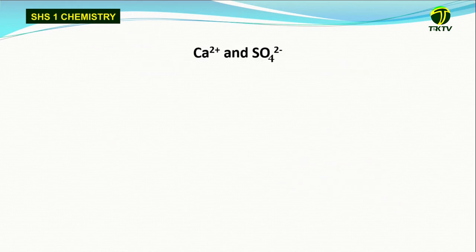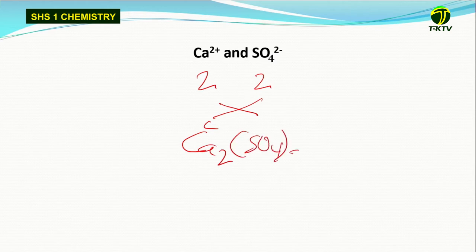When we have calcium 2+ and sulfate, or tetraoxosulfate 6, 2-, we see that calcium has a charge of +2. Tetraoxosulfate 6 has a charge of -2. So the combining capacity of calcium is 2, and the combining capacity of SO4 is also 2. When we interchange, we have calcium taking the 2 and the group also taking 2.